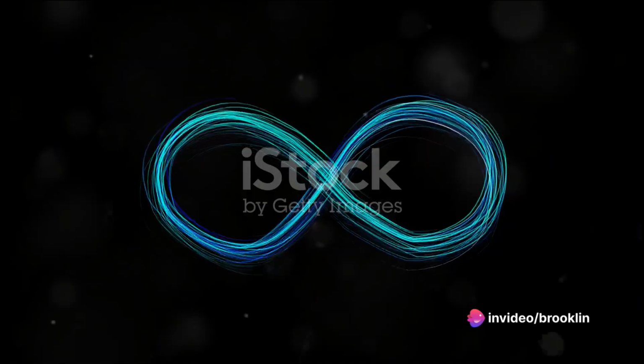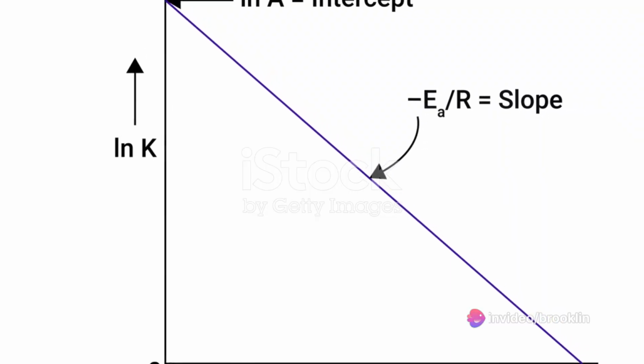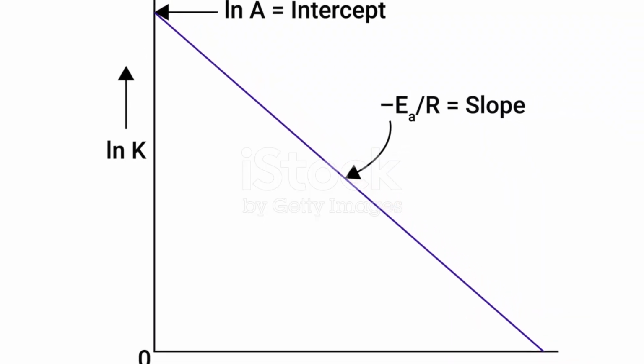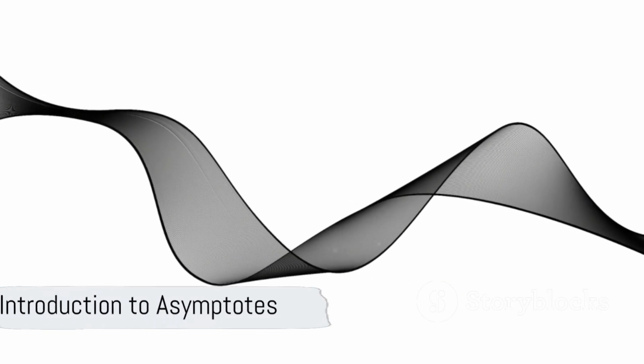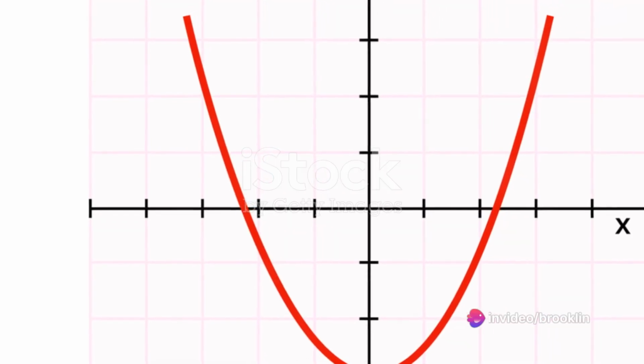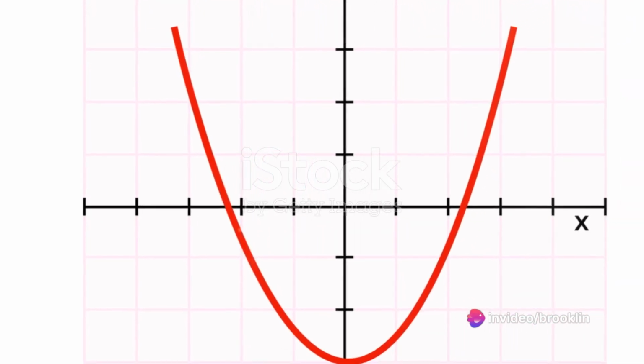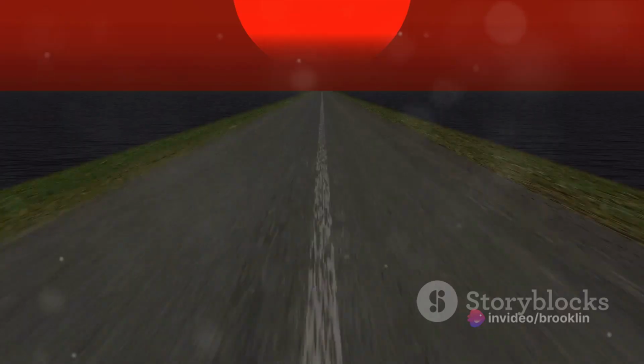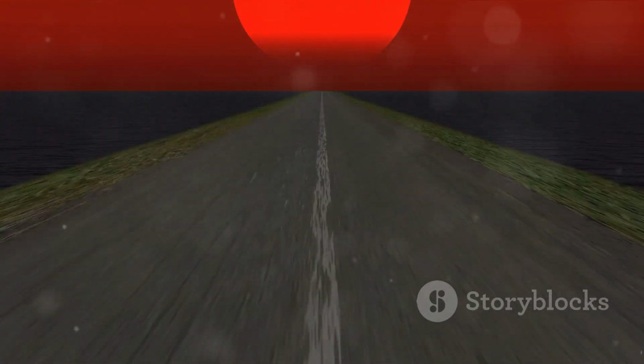Have you ever pondered what happens to a curve as it stretches towards infinity, or how it behaves when it seems to edge closer to a particular line but never quite touches it? Well, the answer lies in the concept of asymptotes. Asymptotes are fascinating mathematical entities that provide insight into the behavior of curves. They are essentially lines that a curve approaches as it extends towards infinity.